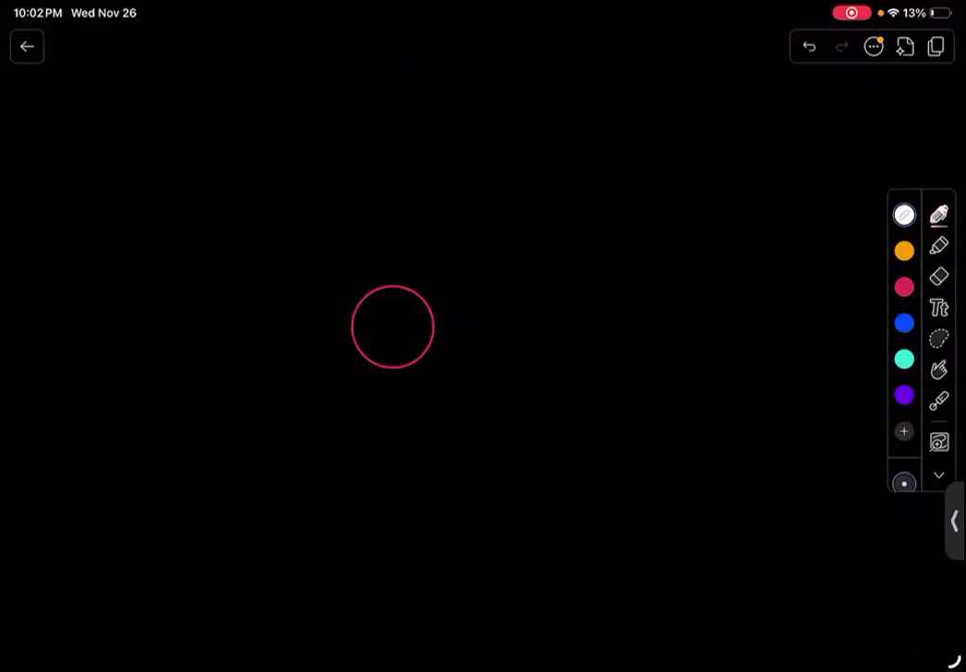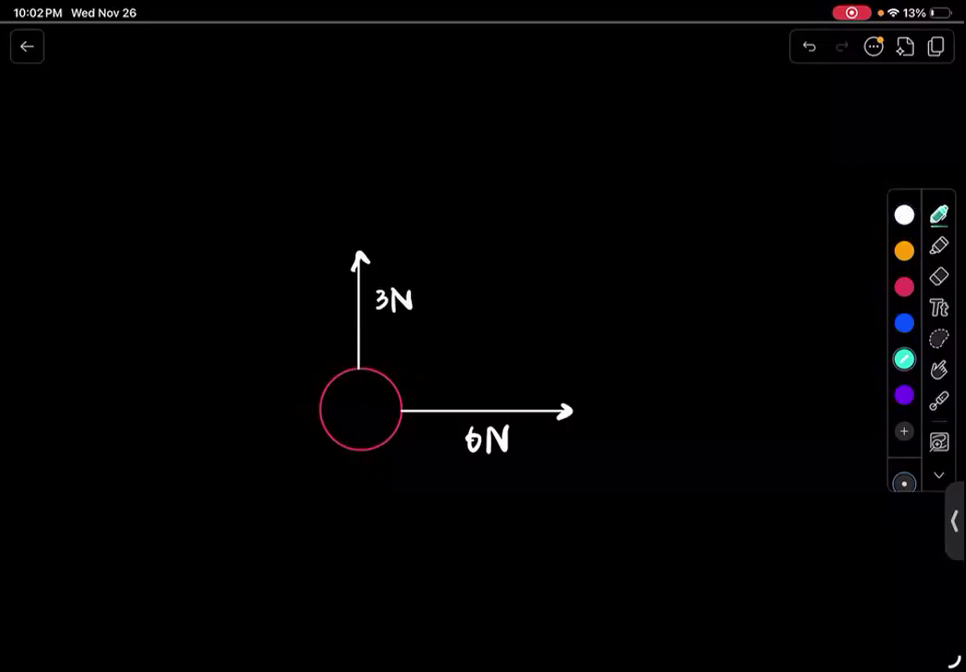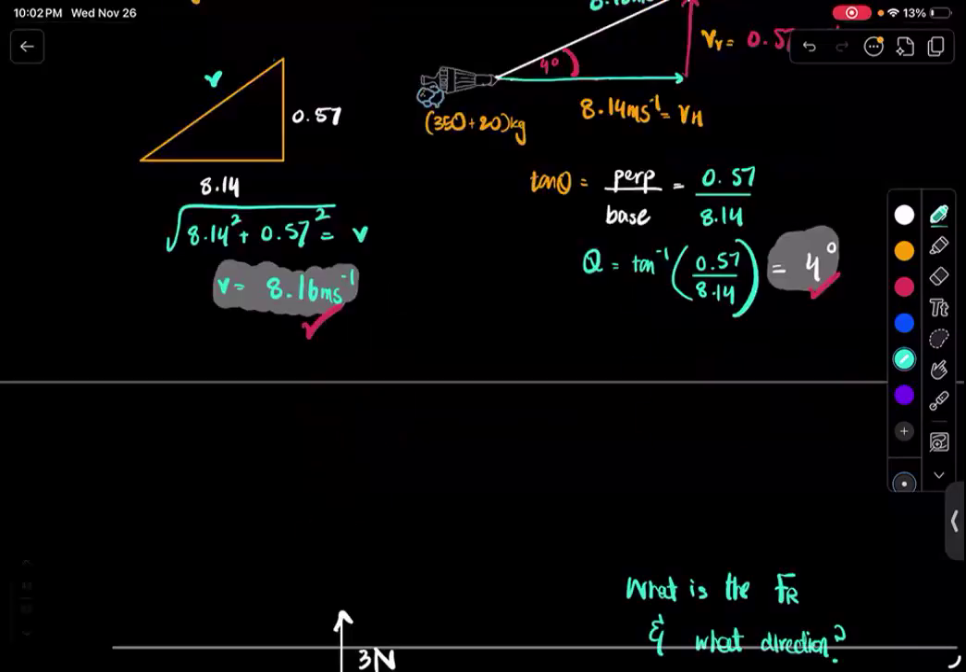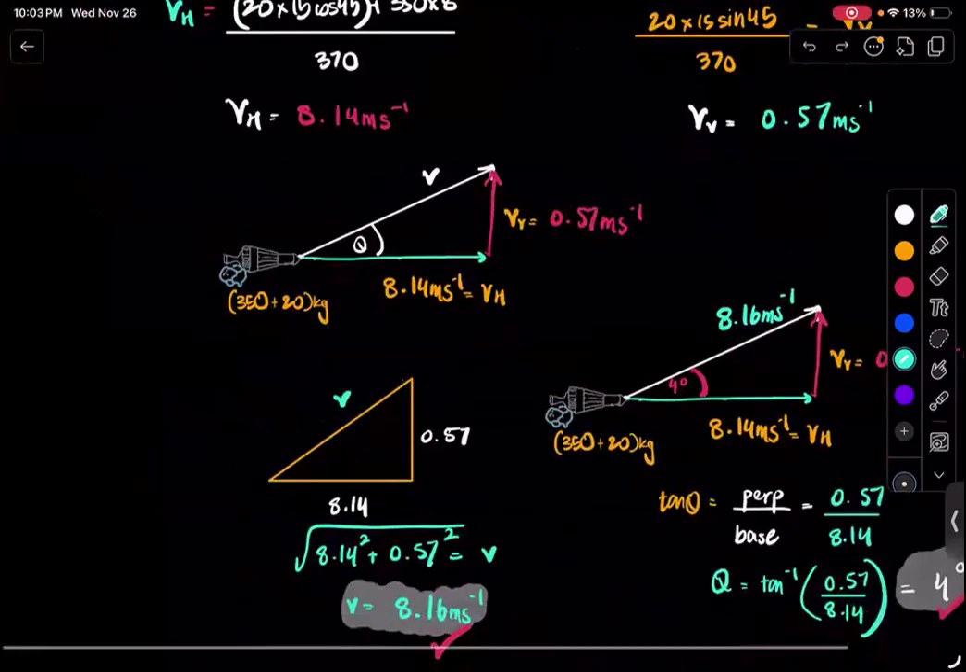For example, if there's a ball and there's one person that's pushing you to the right with a force of 6 newtons, and there's another person that's pushing you upwards with a force of 3 newtons. My question is, what is the resultant force and in what direction? This is exactly the same question. After this point, this stopped being a momentum question and became a vector question instead, right? So this was just vectors.